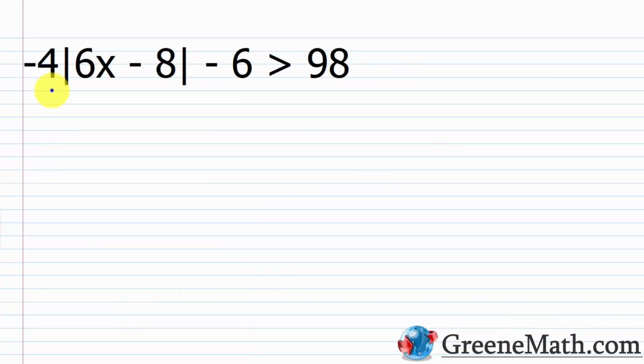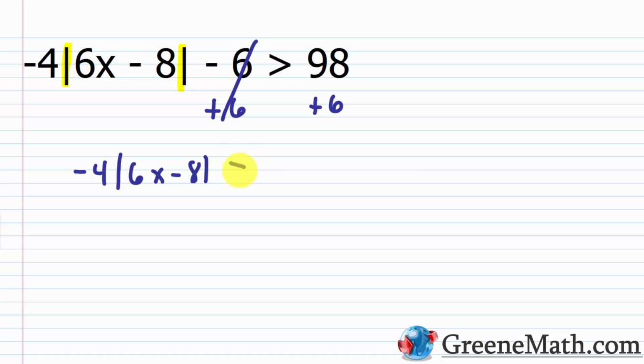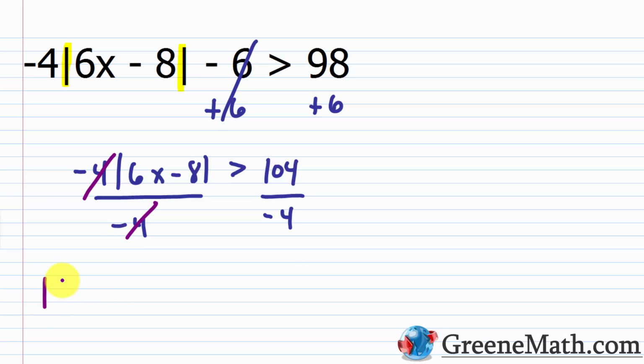So suppose we had -4 times the absolute value of 6x minus 8, then -6 is greater than 98. So again, I want to isolate this part right here first. Very important you do that. So let's add 6 to both sides of the inequality. That cancels. You've got -4 times the absolute value of 6x minus 8. And this is greater than 98 plus 6, which is 104. Let's divide both sides by -4. So we know this cancels. I've got the absolute value of 6x minus 8. This is going to get flipped, so it'll become a less than. Then 104 over -4 is -26.